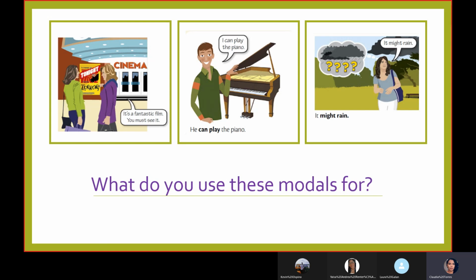So for example, in the first picture, you can see two women, right? And they are at the cinema talking about a film. Yeah, exactly. So what does the woman in purple say? She said, it's a fantastic film. You must see it. It is like a suggestion. Yes, that's right.